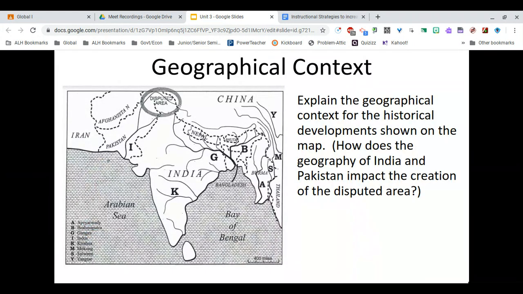So looking at this region, let's talk about the geographical context for the historical developments shown on this map. So we have a disputed area in the northern region. And basically, when we were looking at a question like this, we were asking ourselves, how does the geography of India and Pakistan impact the creation of the disputed area?